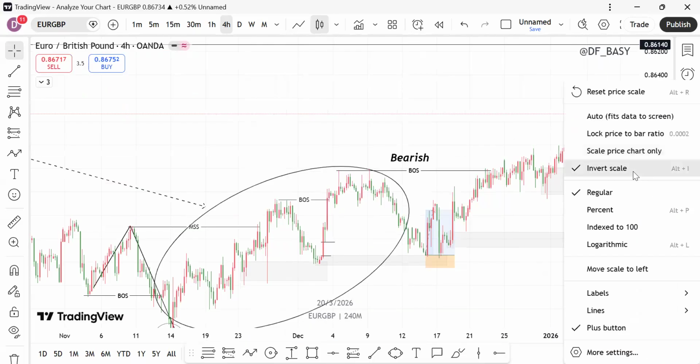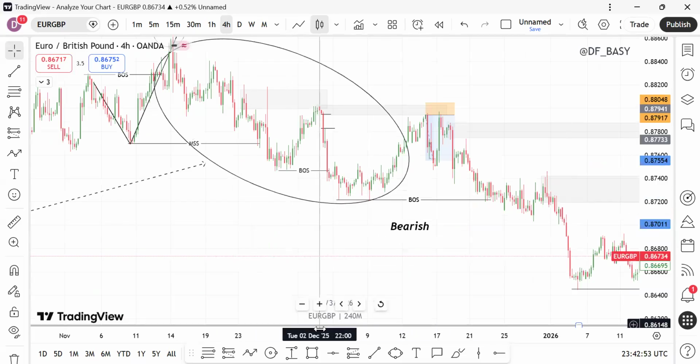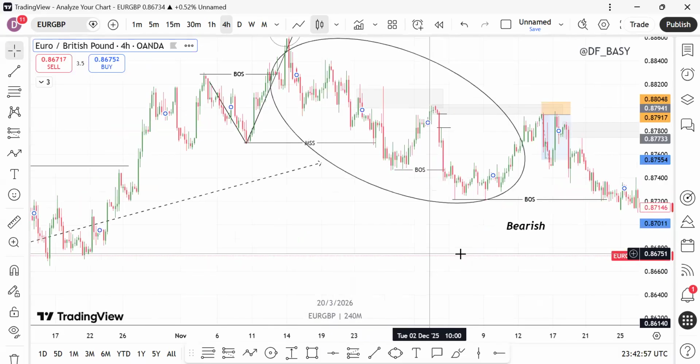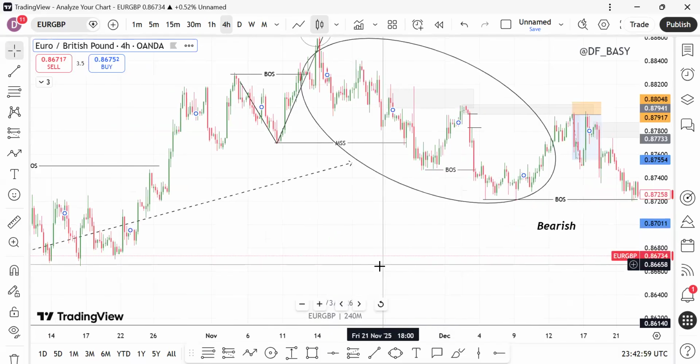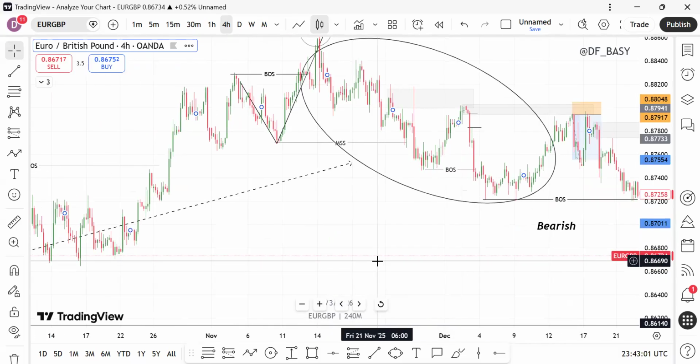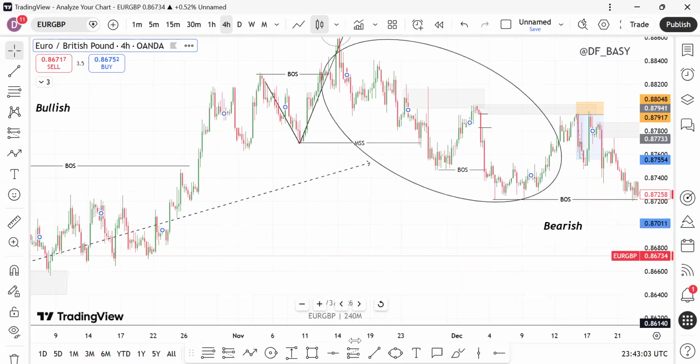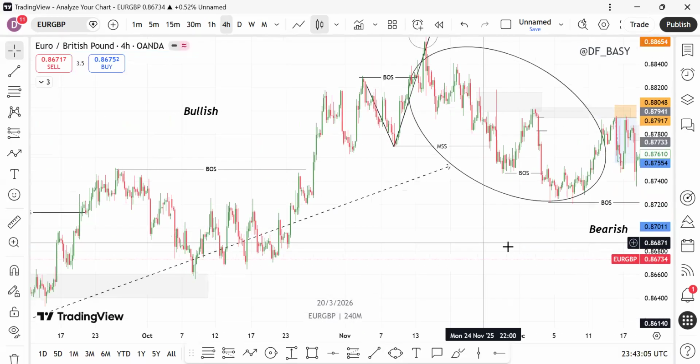So I'll leave you all to study hard, and you study hard, you trade easy. So with this, all you need to do is backtest, study, and try to play out different scenarios on different currency pairs to understand this better.